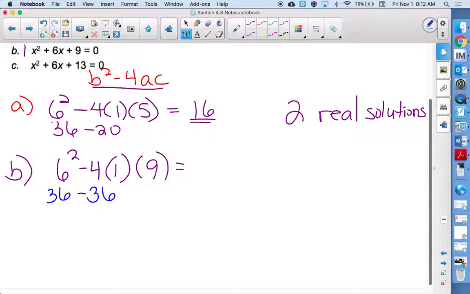And 36 minus 36 is? 0. So my discriminant is 0. How many solutions do we have? Do you know, Sadie? 1 solution. Yeah, it's 1 real solution.